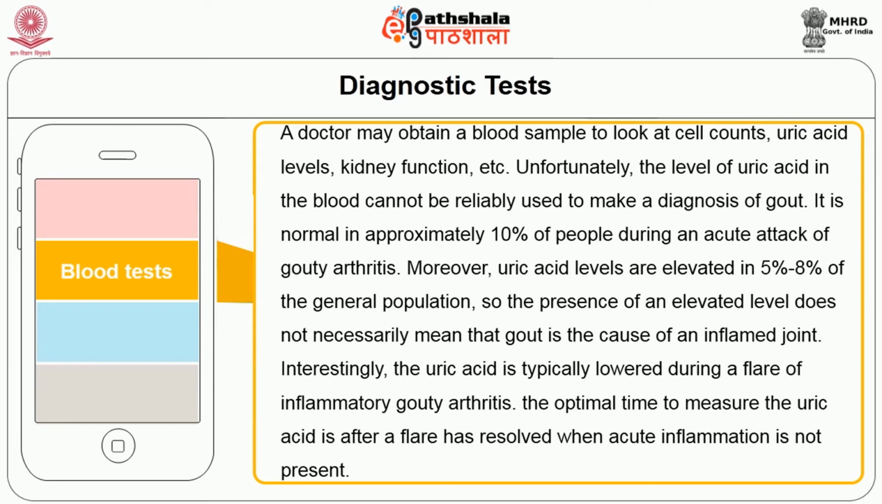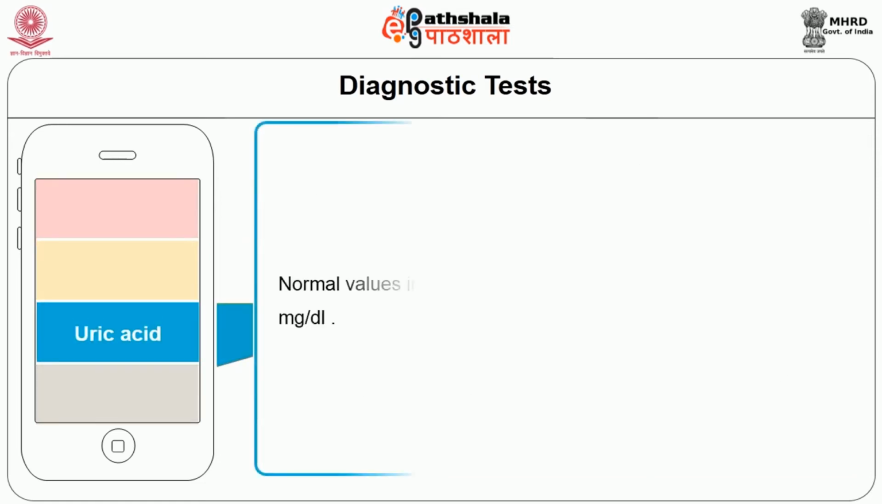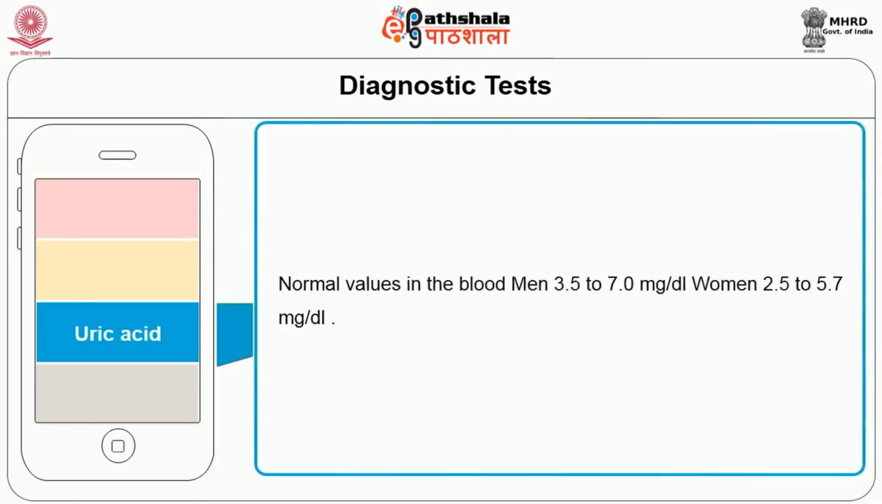Uric acid: the normal level of uric acid in blood for men should be 3.5 to 7 milligram per deciliter, and for women it is 2.5 to 5.7 milligram per deciliter. Each one should remember these normal reference values.